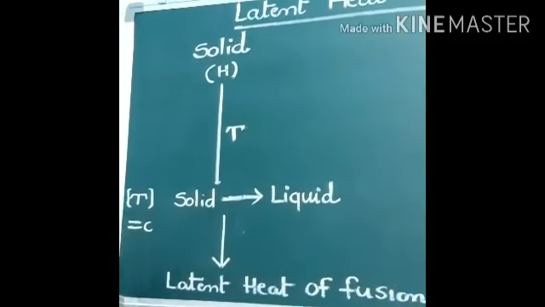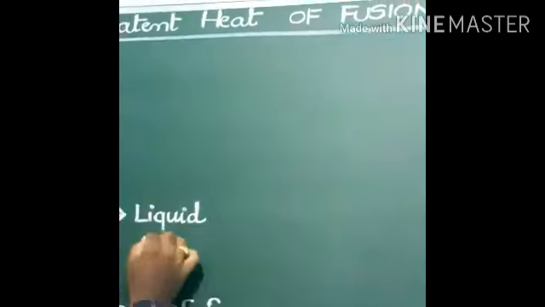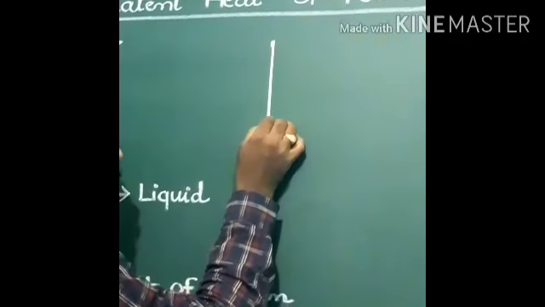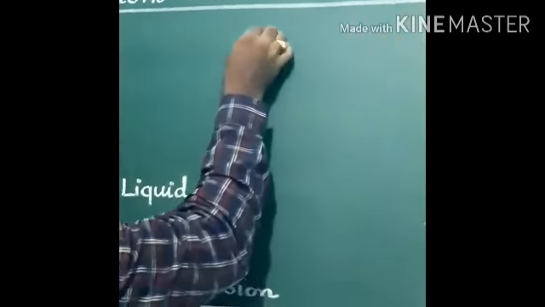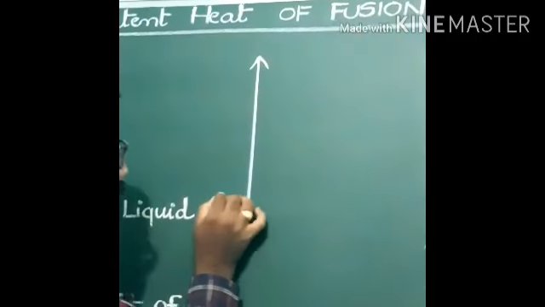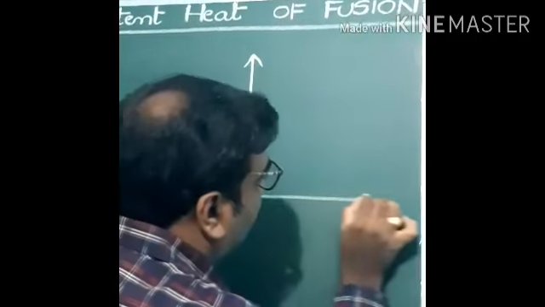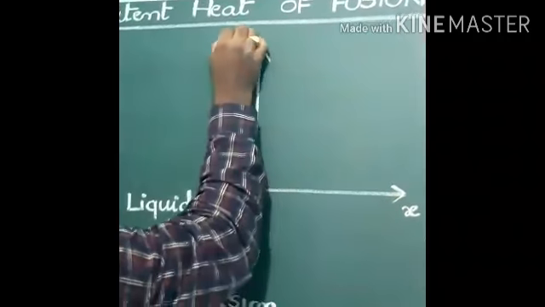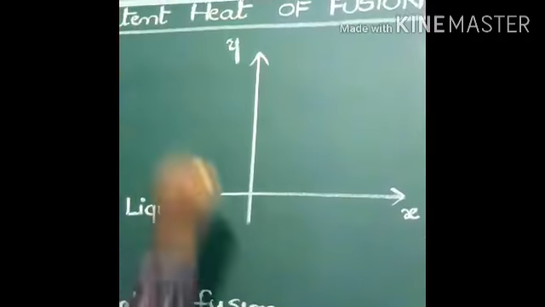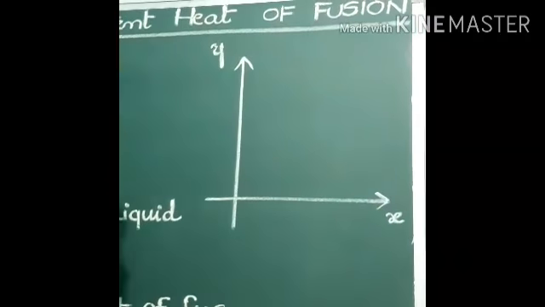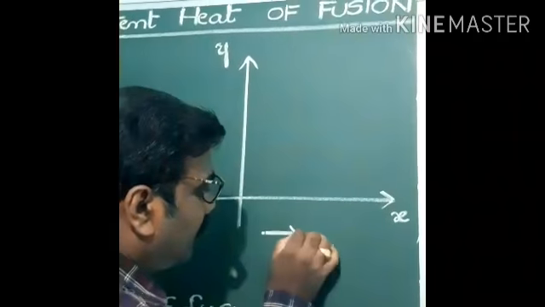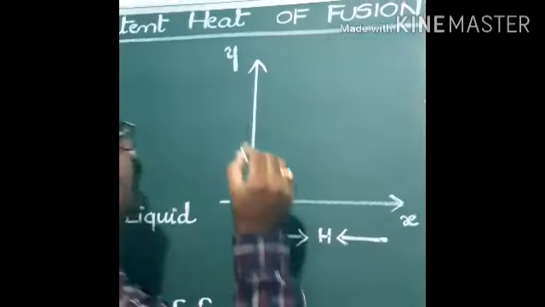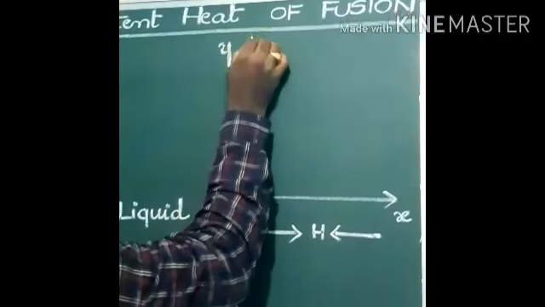And moreover, I am going to explain this concept in terms of graphical representation. X-axis and Y-axis. X-axis indicates applying heat and Y-axis, temperature.